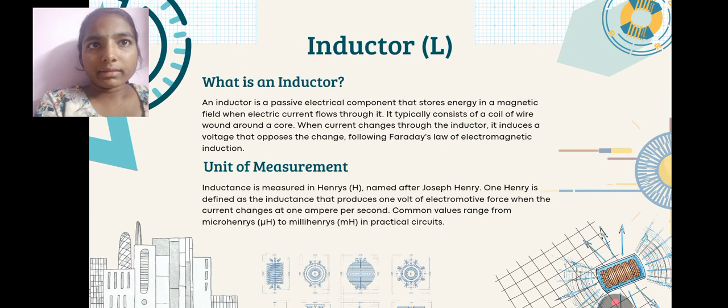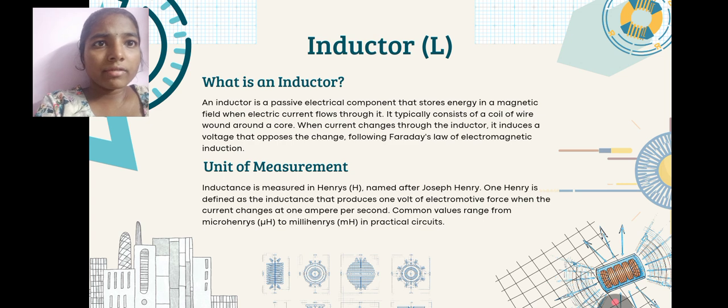What is an inductor? An inductor is a passive electrical component that stores energy in a magnetic field when electric current flows through it. It typically consists of a coil of wire wound around a core. When current changes through the inductor, it induces a voltage that opposes the change, following Faraday's law of electromagnetic induction. What is the unit? It's Henry.